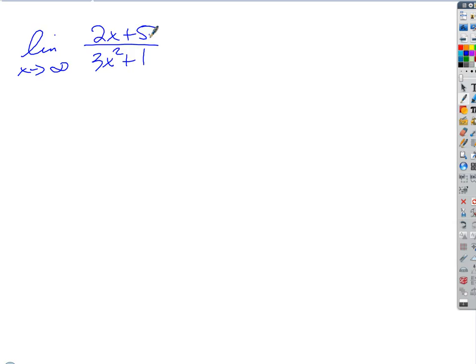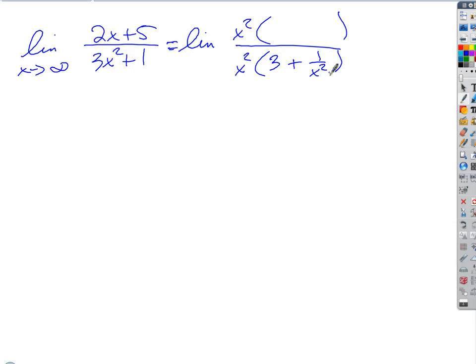Let's do what we just did a second ago. What's the biggest power of x that shows up in the numerator or the denominator? x squared. So let's factor that out. If we take an x squared out of the bottom, what are we left with? 3 plus 1 over x squared. Good. What about the top? 2 over x plus 5 over x squared.